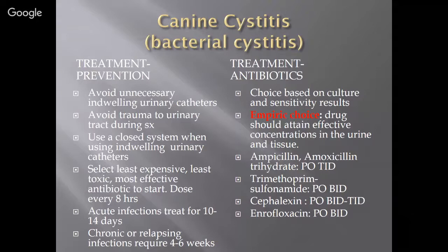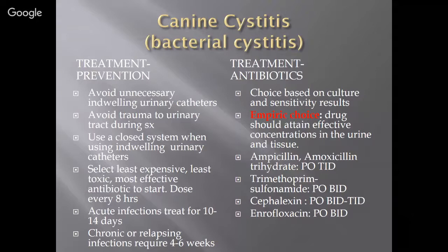We want to select the least expensive, least toxic, and most effective antibiotic to start treatment. And often we need to dose every 8 hours. They're urinating frequently. They're removing this from their system. We want to treat them every 8 hours. That's hard for a lot of owners to do. That's 3 times a day. That's very difficult for many owners.